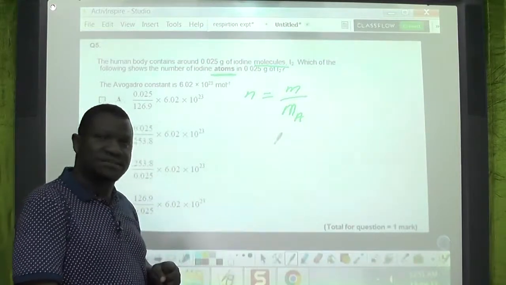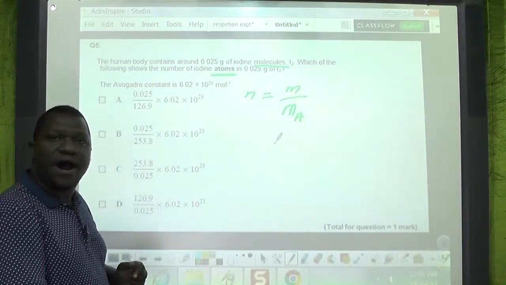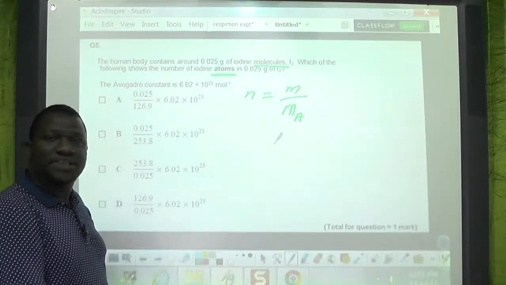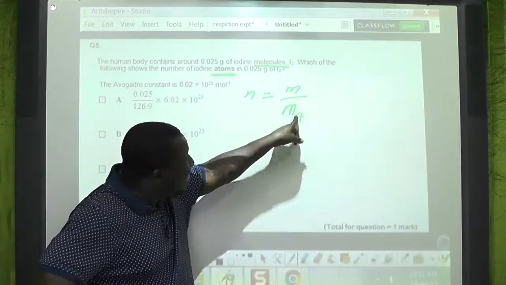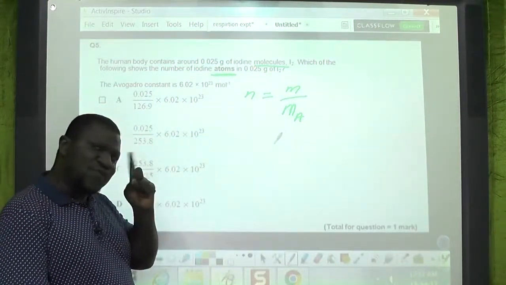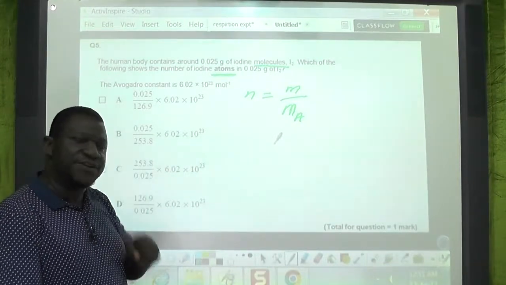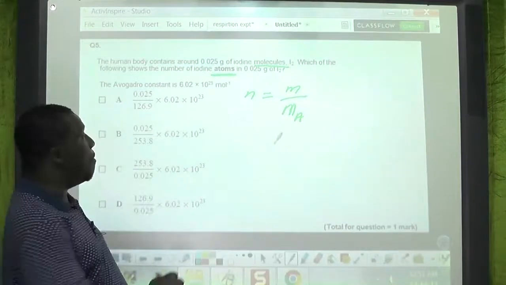not relative molecular mass this time, or relative formula mass. This time around, it's relative atomic mass because we are looking for atoms of iodine. Don't forget that, please. It's in that video when I was talking about mole, the beginning video of mole.